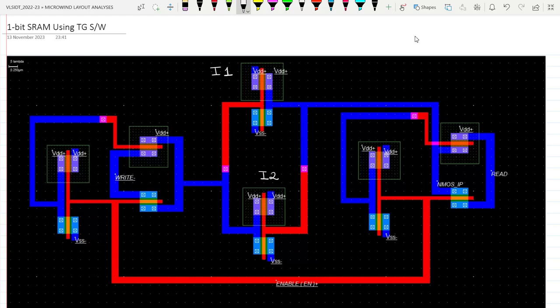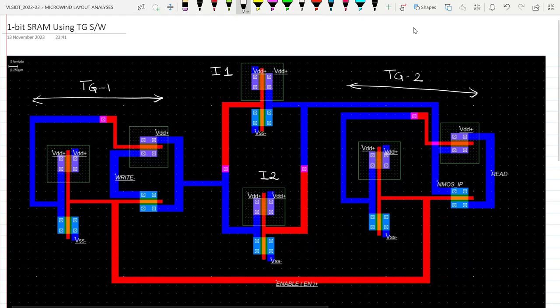This is my transmission gate 1 and this is my transmission gate 2. Enable equal to 1. This is the control line C of the transmission gate, which is equal to 1. Similarly, this is the control line of the second transmission gate, C equal to 1.